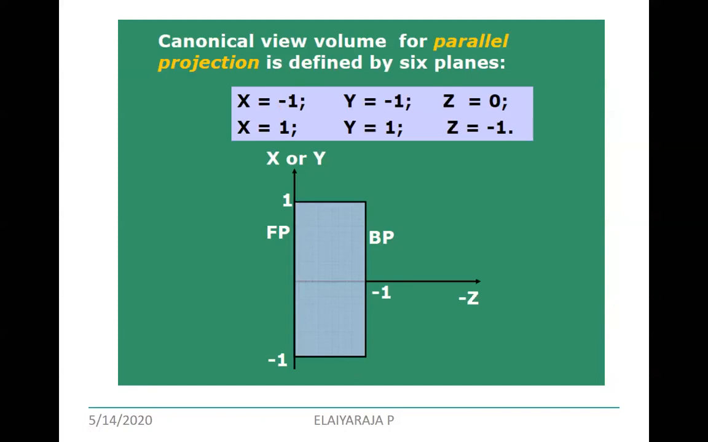Okay, the canonical view volume for parallel projection is defined by 6 different planes, where the viewing planes are with respect to back as well as front. Okay, so if it is a front face projection or back face projection, it changes based on your viewing volume.